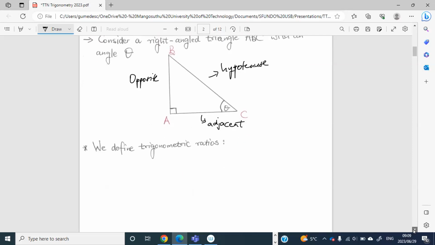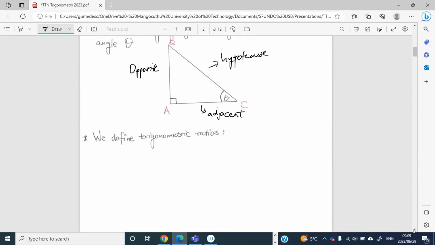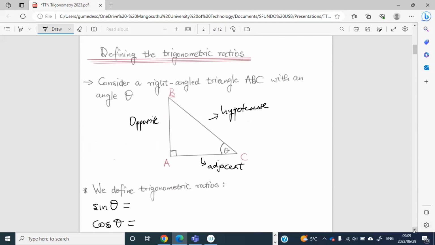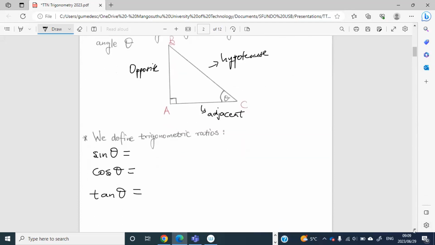So when we define our trigonometric ratios, there are three basic ones. There's sine of an angle theta. There's cosine or cos of an angle theta. Then there will be tan of an angle theta. These are our three basic trigonometric ratios that we'll define using these sides of a right-angled triangle. So sine, I hope you'll remember that there's something that we use when we define the trigonometric ratios.